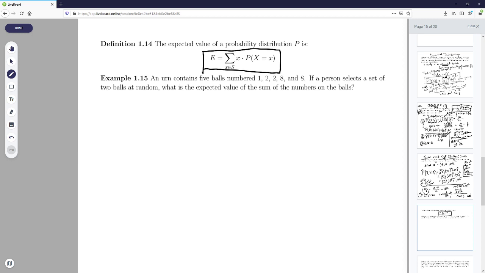I'm lost. Okay. Okay. So let's define expected value. Oh, please. Yeah, I'm going to go back to my hole. Okay.